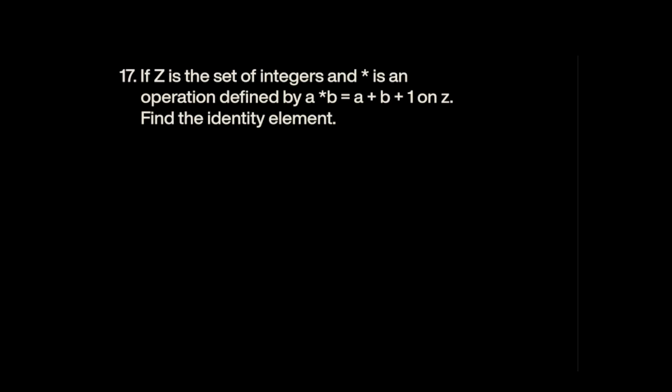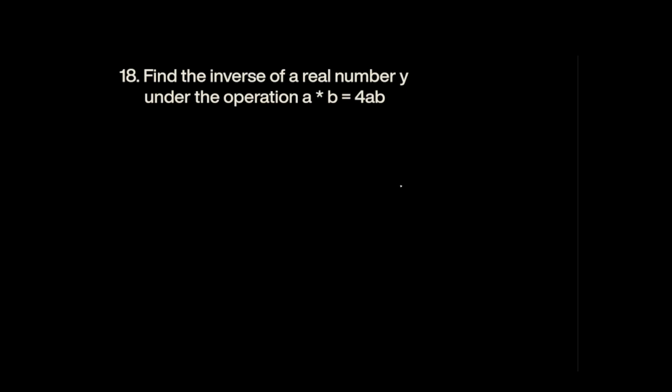All right. So I think that should be the next question. No, solve this before. We have this now. When we say find the inverse of a real number y under the operation A operation B equals 4AB, how do I go about this?